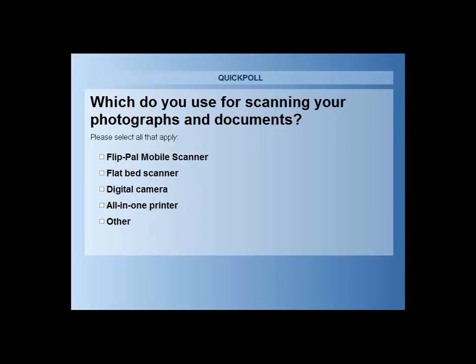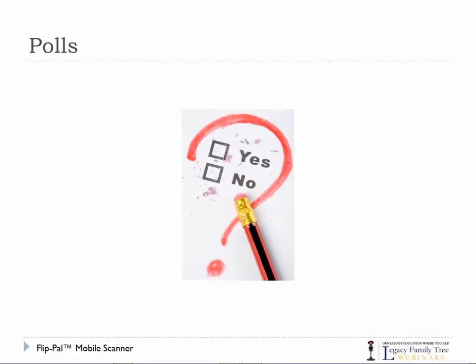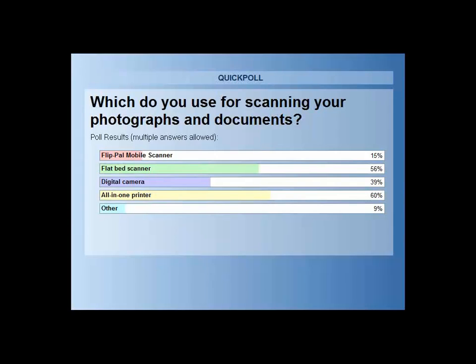I can see that you're almost all done voting, so let's go ahead and close that and share the results with you. Looks like about 15% of you here today already use the FlipPal, 56% the flatbed scanner, 39% digital camera, and 60% the all-in-one printer. And Lori's writing in saying that her other is her cell phone, so I guess that would be another way of digitizing different things.